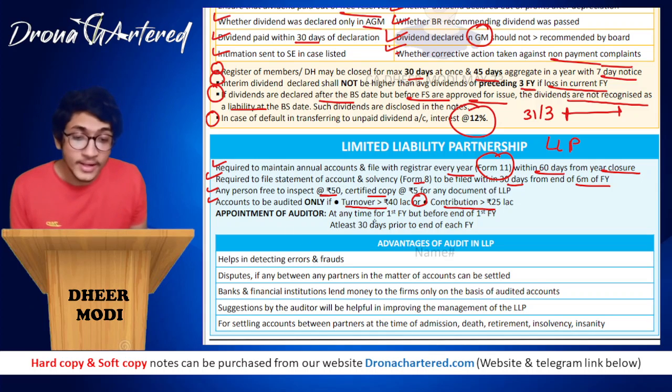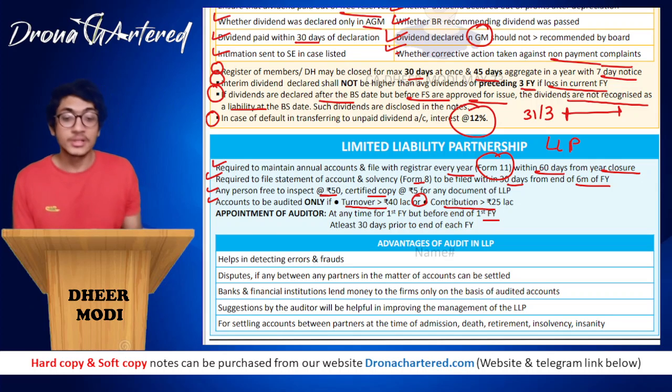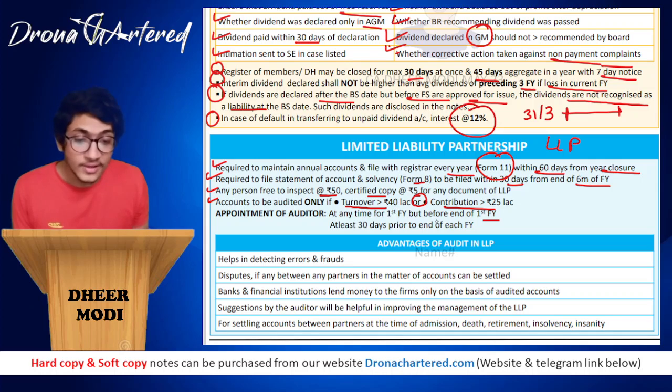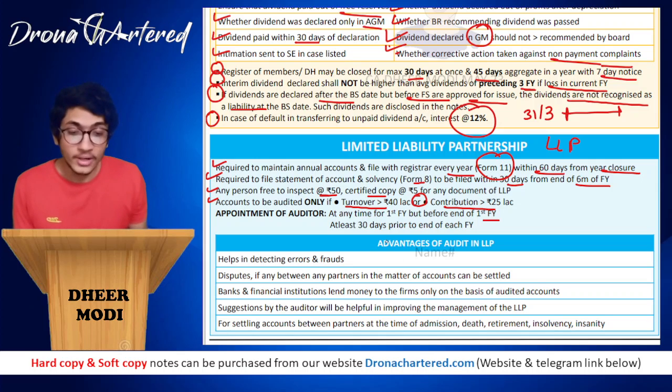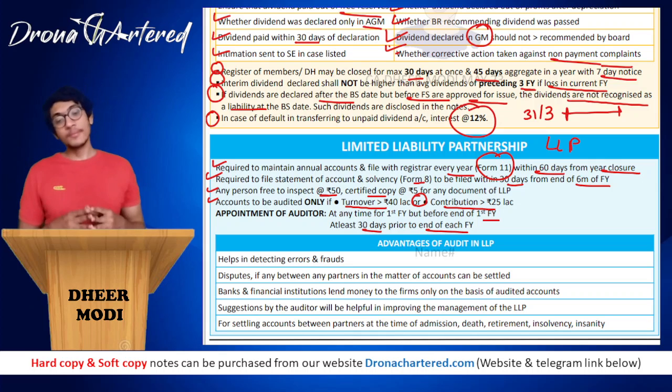Appointment of auditor will be at any time in the first financial year, but before the end of the first financial year. This is the appointment of auditor. That means at any time for the first financial year, but before the end of the first financial year. That is, before it ends, there should be one appointed. And for the next financial years, at least 30 days prior to the end of each financial year.